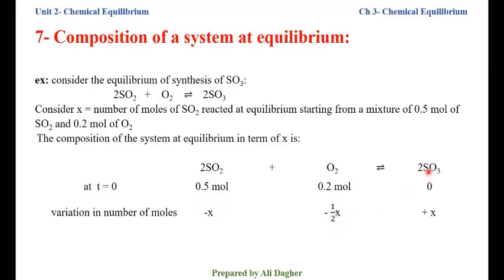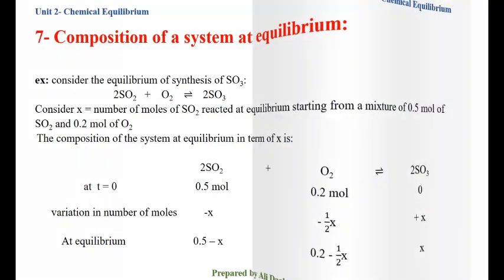For SO3, we divide the stoichiometric coefficient of SO3, which is 1, by that of SO2, which is 1, 1 over 1 equals 1, so plus X. At equilibrium, it remains 0.5 minus X for SO2, 0.2 minus 1/2 X for O2, and for SO3, 0 plus X equals X. This is the composition in moles in terms of X.